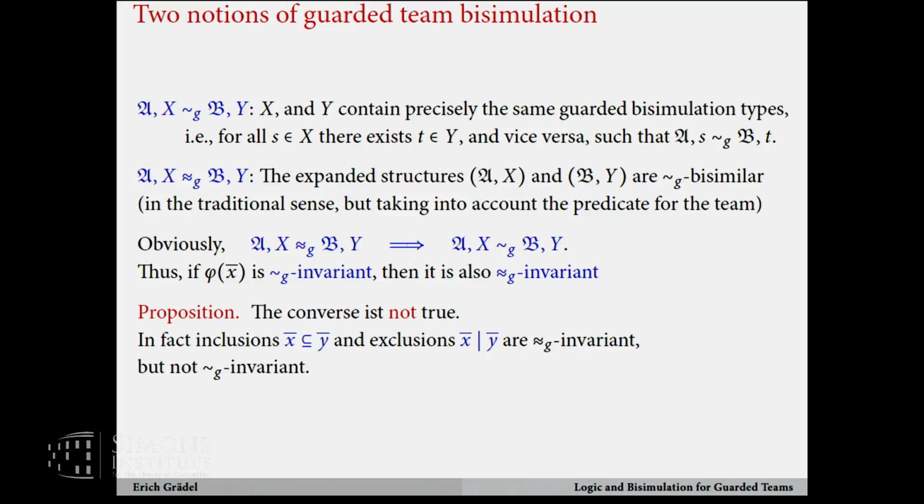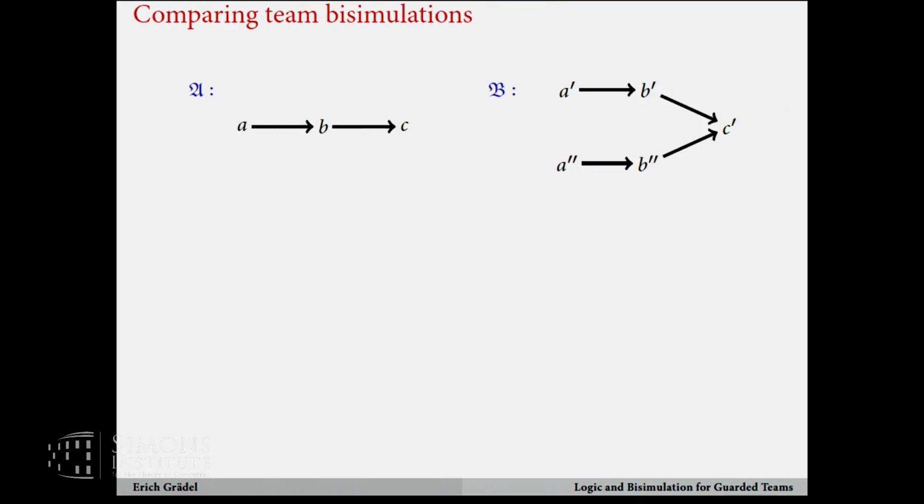So when you're bisimilar in the strong sense, you're bisimilar in the weak sense. So if you are invariant under the weak sense, you're invariant under the strong sense, and the converse is not true. In fact, one thing that witnesses this are inclusions and exclusions. They are invariant in the strong sense, but not in the weak one. And we can see this in this way.